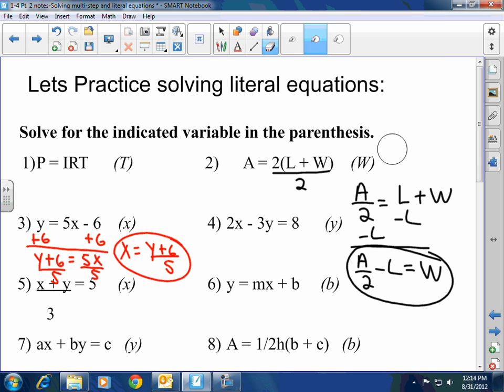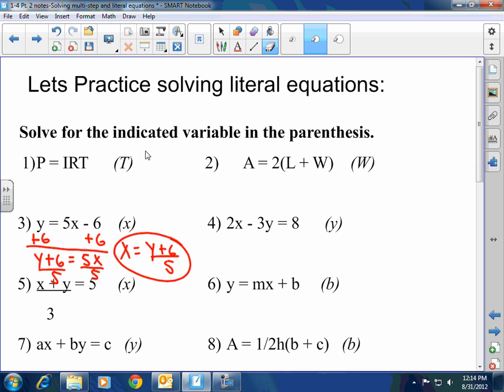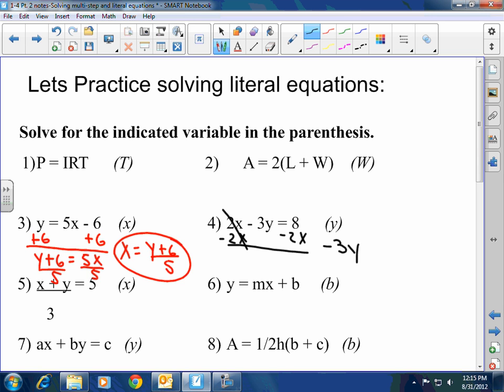Number 4. Number 4 is 2x minus 3y equals 8, and I want to solve for y. So I got to get that y alone. So I want to get rid of this 2x. So I'm going to subtract 2x to both sides. Negative 3y equals negative 2x plus 8. Remember, you can't combine that x and that 8 because they're not like terms. Now I want to solve for y, so I want to get the y alone. So the relationship between negative 3 and y is multiplication. I cancel out multiplication with division, so I divide by negative 3 to both sides. And y is going to equal negative 2x plus 8 divided by negative 3.